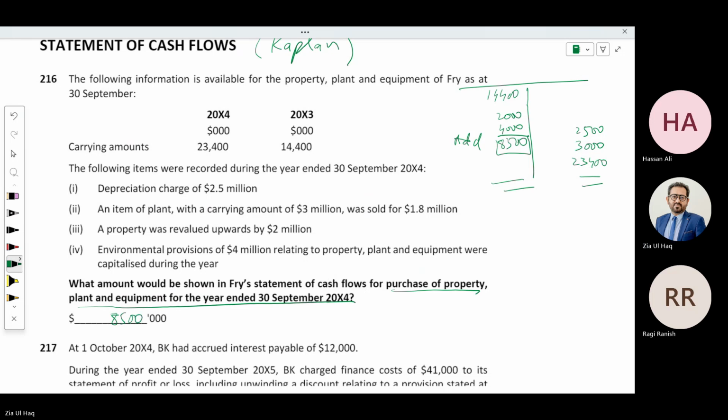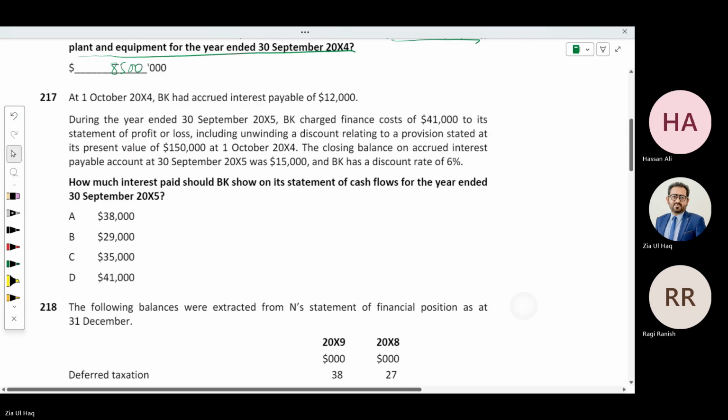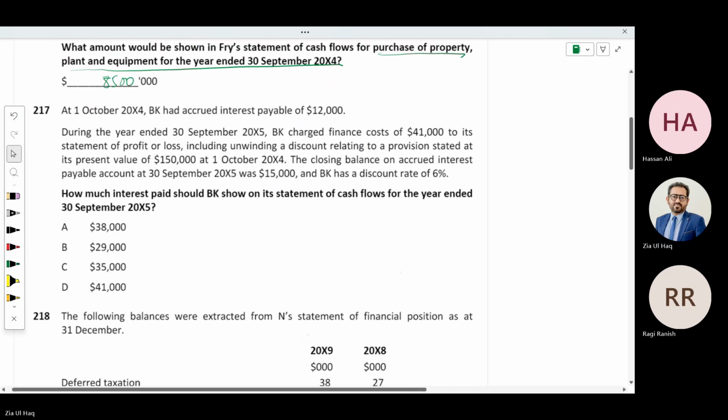This is opening balance brought down. This is carried down. This is depreciation. This is disposal. This is a revaluation. This is a provision that we studied in the previous class. Environmental provision should be added to the asset. Next question, please.